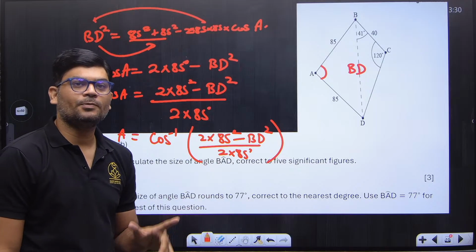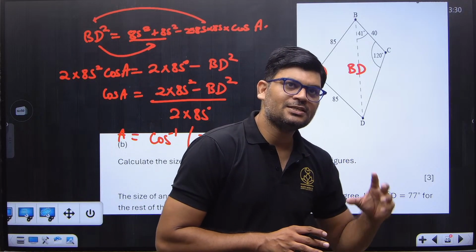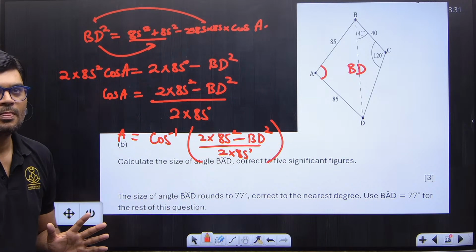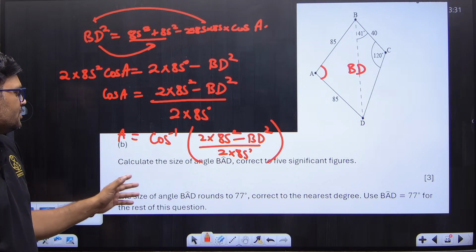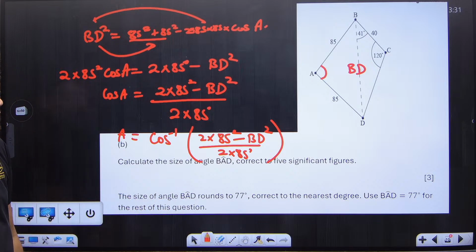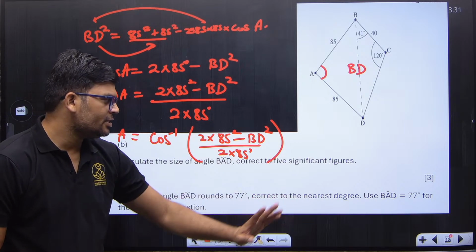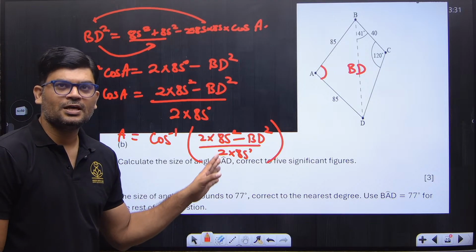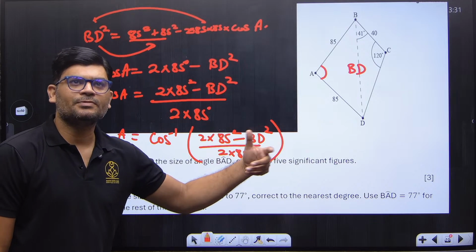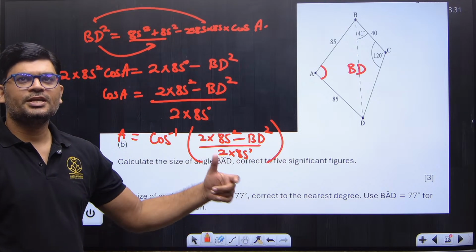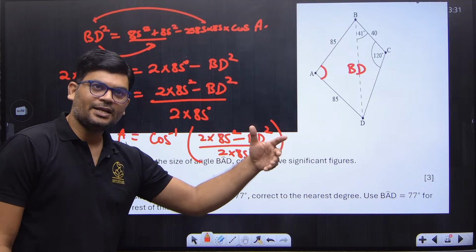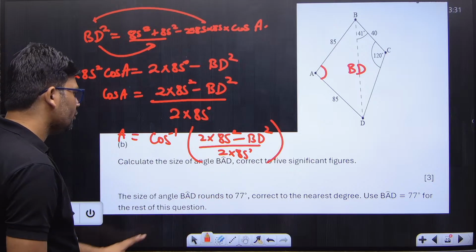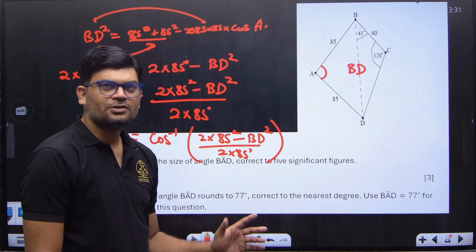That means you will get the value up to 6 figures. You have to write the value up to 6, round off the 6th value, and then write the final answer as 5 values. The size of angle BAD rounds off to 77 degrees, correct to the nearest degree. Use angle BAD equal to 77 degrees for the rest of the question. So the answer must have come 77 point something, or rather 76.999 something like that. If you round it off there, for the rest of the question you don't need to use significant figures, you will use 77 degrees.